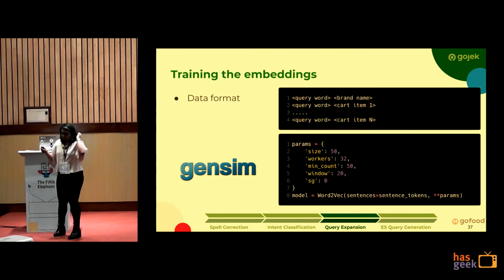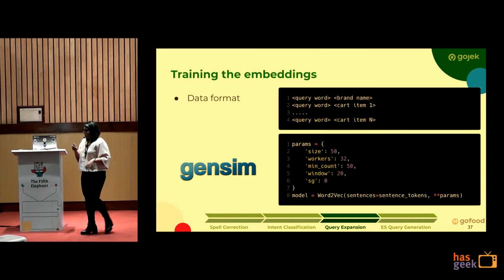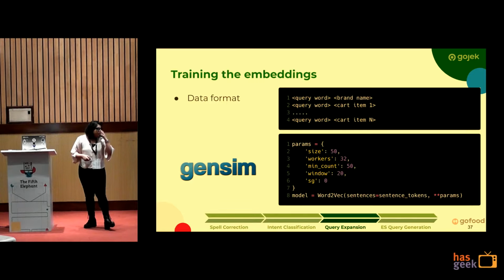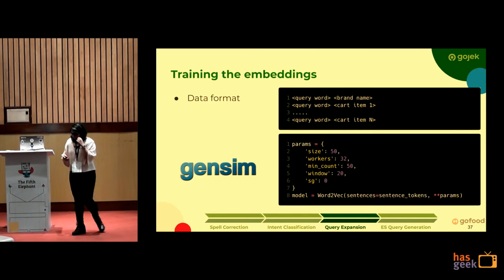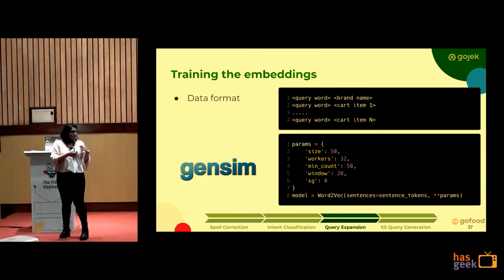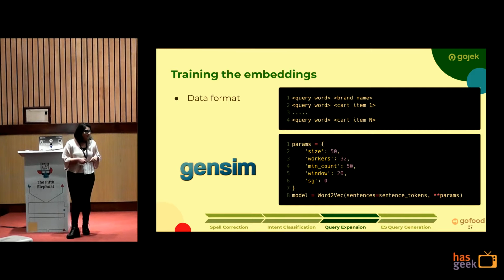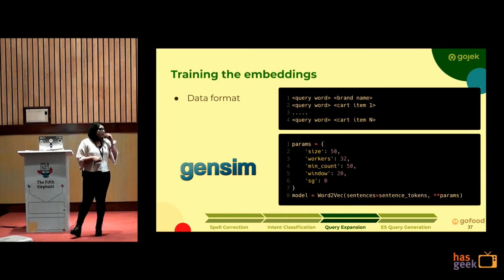To train our embeddings, we used a Python library called Gensim, and the API that we used was the word2vec algorithm. Essentially, this is what the API looks like. We wanted the vector size to be 50, and the minimum count of the words in our corpus had to be 50 for Gensim to actually consider the word vectors.